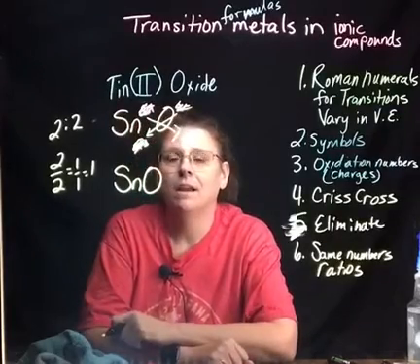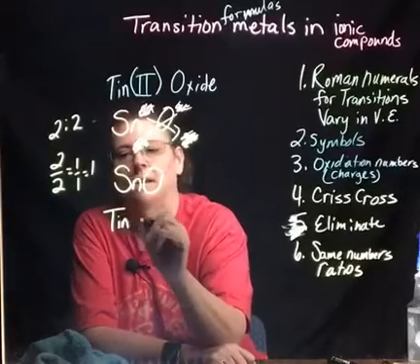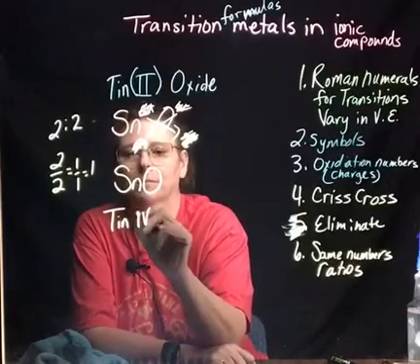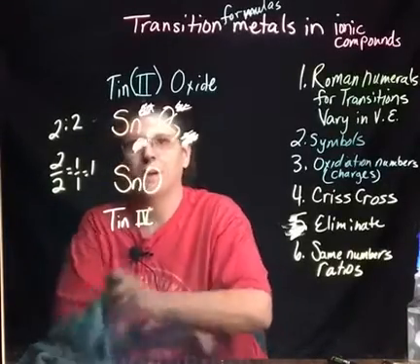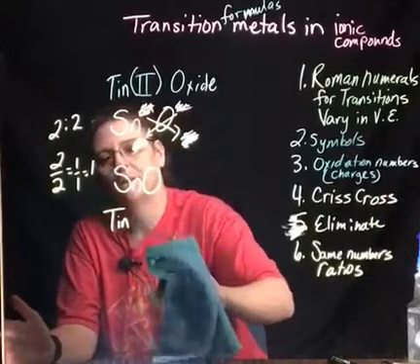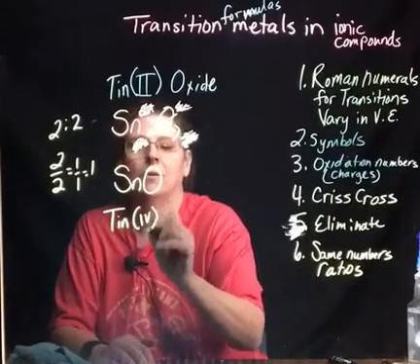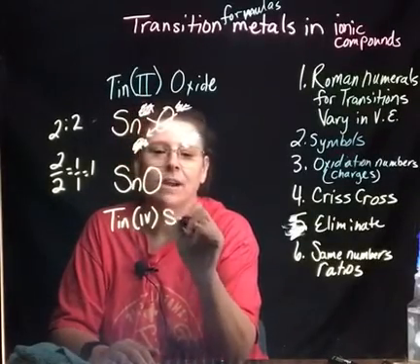Okay? Now, let's say I had tin(IV). So this time I have tin(IV). And I'm not going to put the tops and bottoms on these because I don't think we need them. It's just a habit of mine. I've got to get out of that. Tin(IV). Let's say we had sulfide.